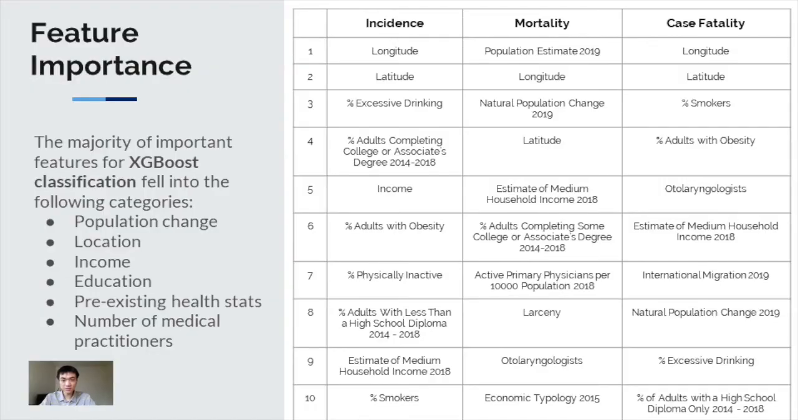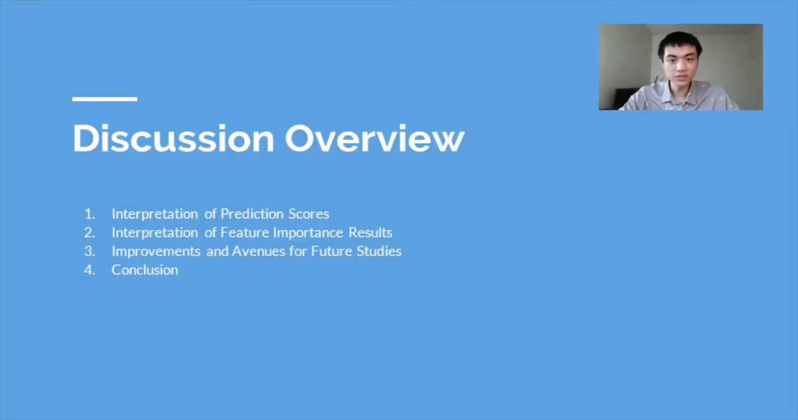After seeing the results of our classification, particularly the success of XGBoost, we were curious about which features were most responsible for the performance. Here, using the getFscore function built into the XGBoost package, we determined the top 10 important features for each target. To summarize the table, the top features were generally related to population change, location, income, education, pre-existing health statistics, and the number of medical practitioners. Now we're going to move into the discussion and analyze our results in greater depth.